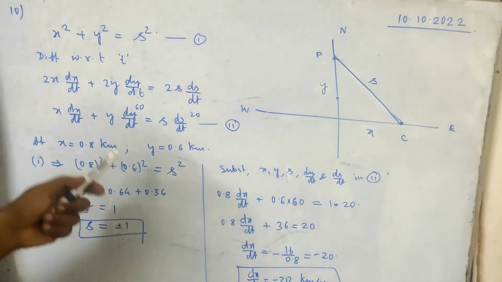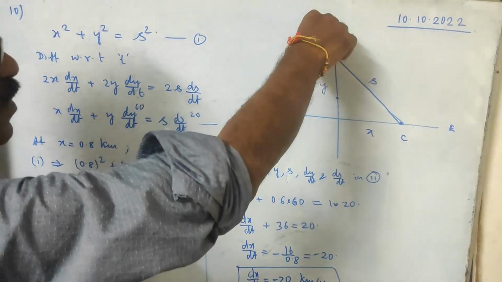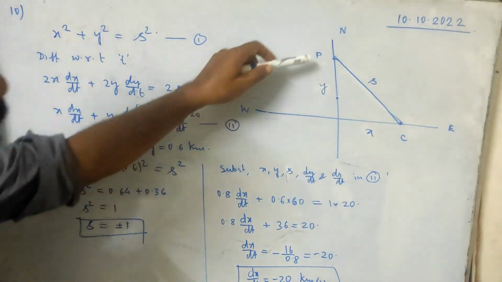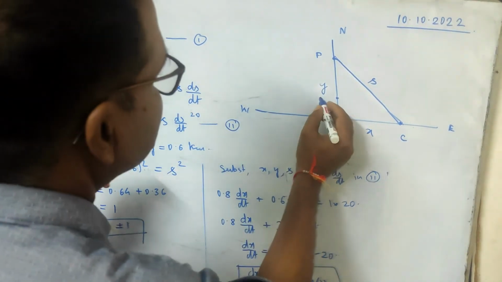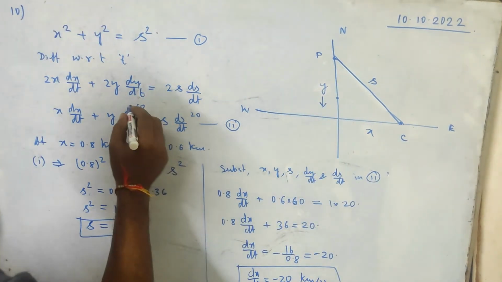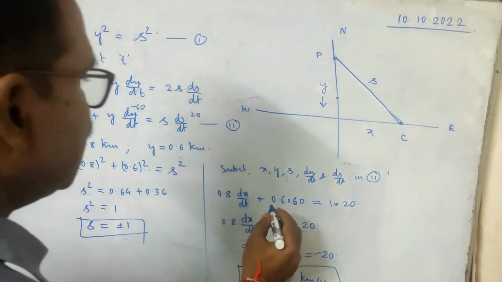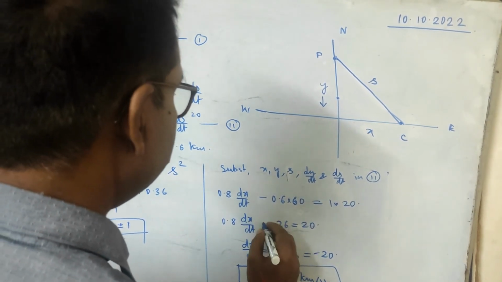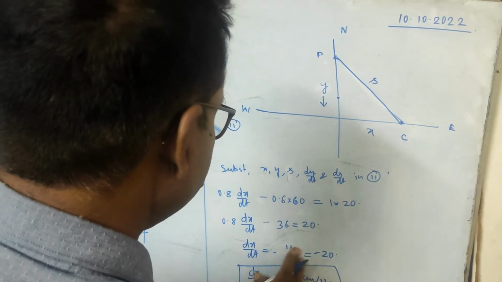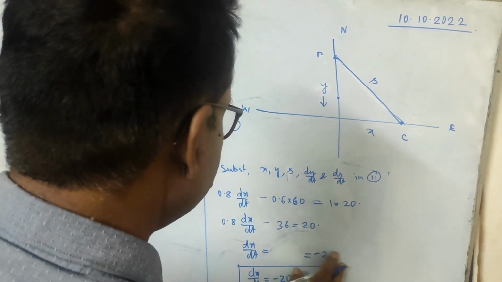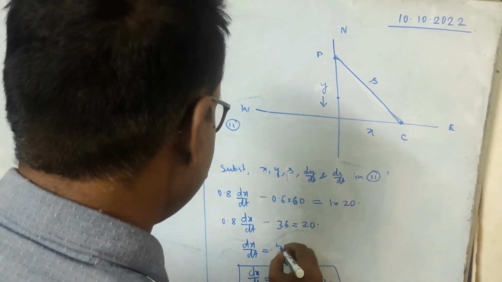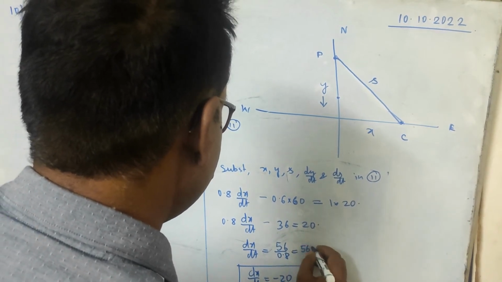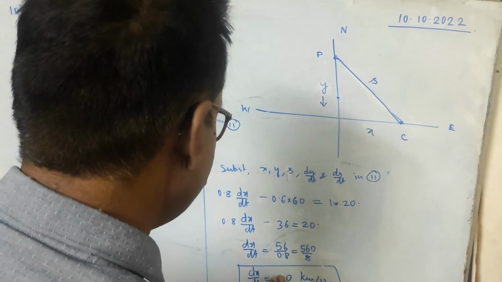dy by dt is decreasing, am I right? y is decreasing and x is increasing. As per our figure, dy by dt is coming down, descending, right? So this should be negative. So substitute negative here. So this gives me plus 56 divided by 0.8, isn't it? So 560 divided by 8, which will give me 70 kilometer per hour.